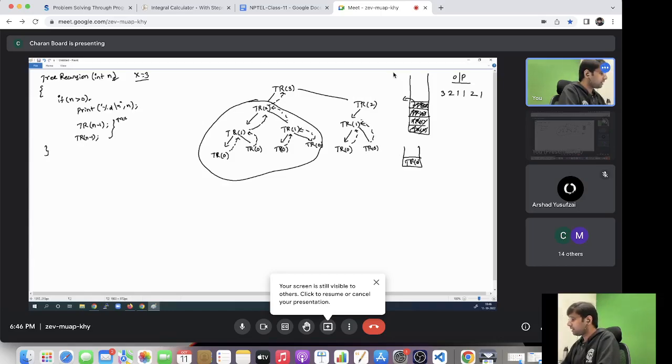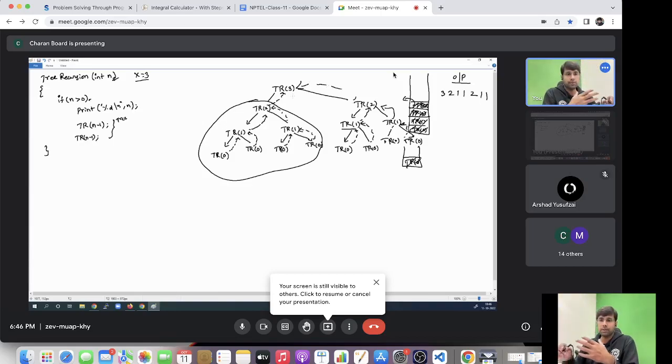So TR0, so it will come back here, and again it will come back here, and there will be two TR1. One TR1 is executed, so another TR1 will be there. So it will spawn again TR0, so it will print 1, another TR0, it will come back here, it will come back here, it doesn't have anything to do, and finally it will come back here and stop the execution. So this is how the tree recursion will be. So the final output will be 3211211.